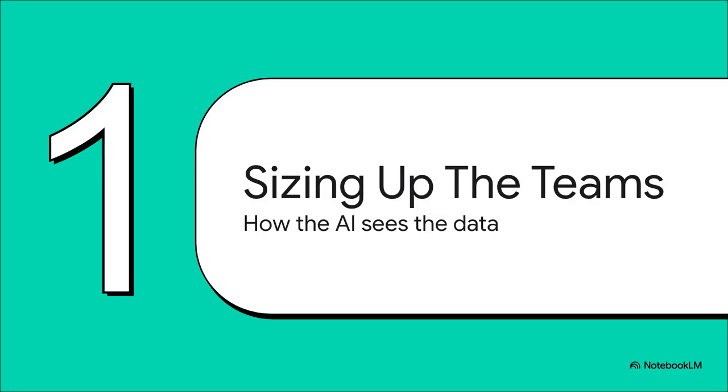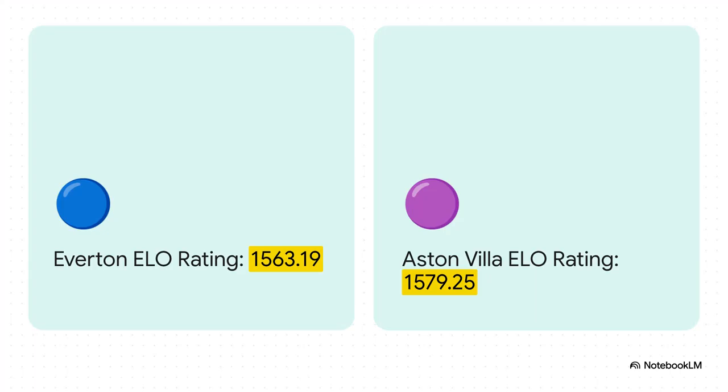Okay, so first things first. Before the AI can even think about making a prediction, it has to start with the basics. It needs to crunch all the raw data for both clubs to really build a solid foundation for its forecast. First up is the ELO rating. Now, if you're not familiar with it, just think of it as a live power ranking for each team. It goes up when they win, down when they lose.